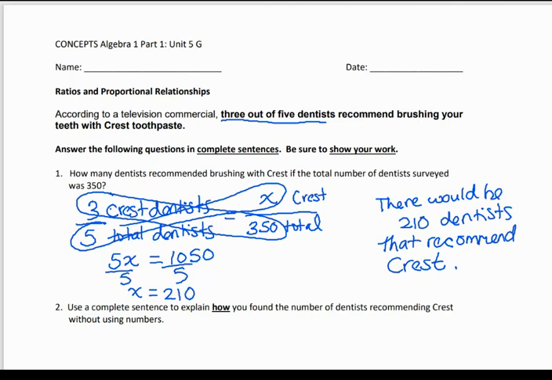Any questions there? Okay, so go ahead and do number 2. Number 2, using a complete sentence, explain what we just did. So go ahead. What did we do? Did we add, subtract, multiply, so forth?